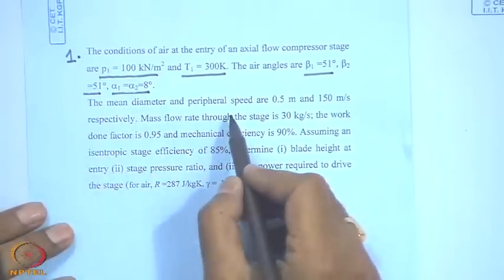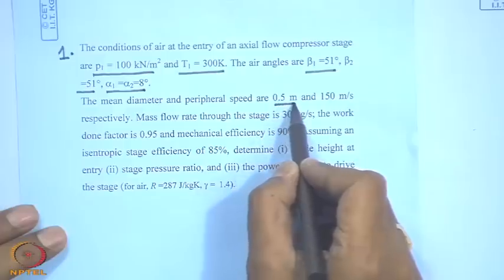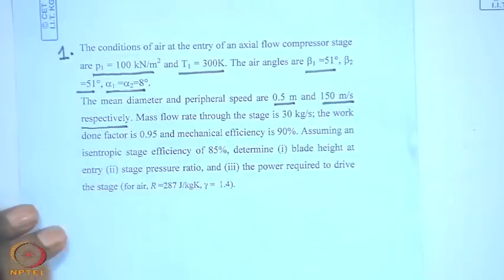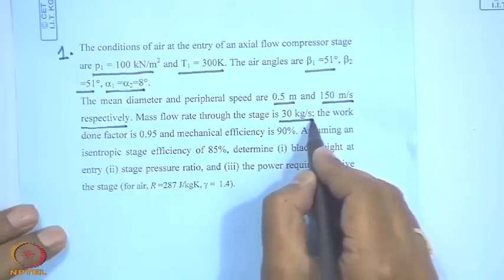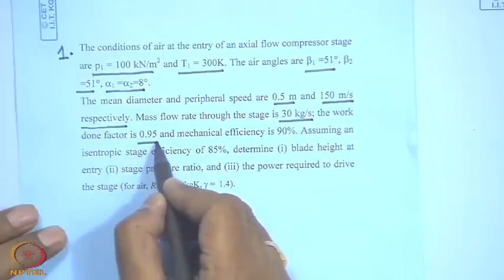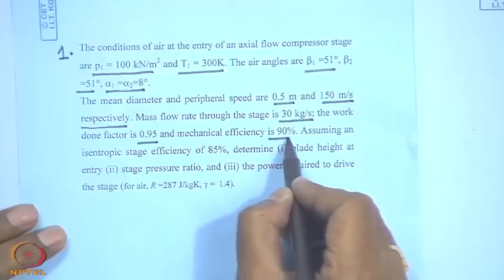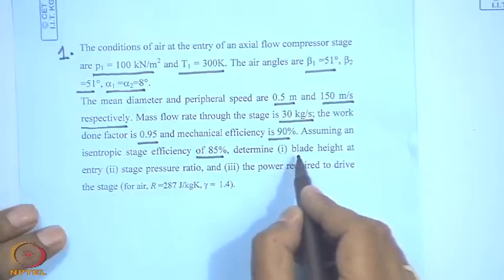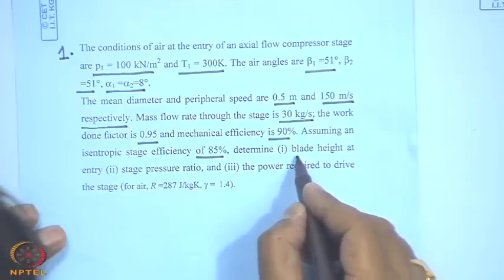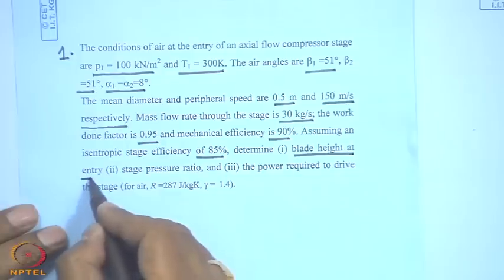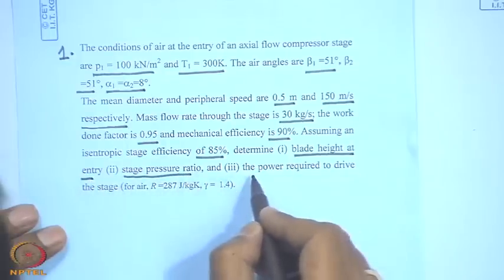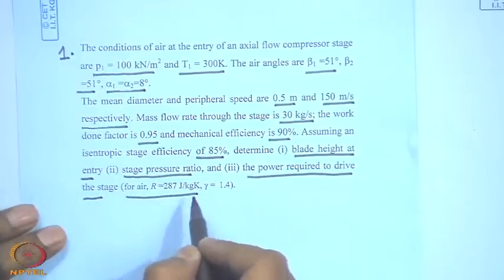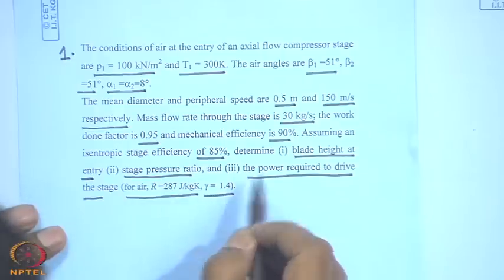The mean diameter and peripheral speed are given: 0.5 meter is the mean diameter and this is the peripheral speed respectively. That means the peripheral speed at the mean diameter. The mass flow rate through the stage is 30 kg per second. The work done factor is 0.95. All these things are known to us. Mechanical efficiency is 90%. Assuming an isentropic stage efficiency of 85%, what are to be found out? We have to find out blade height at entry, stage pressure ratio, and the power required to drive the stage. This is given for air: the characteristic gas constant 287 joule per kg K and the ratio of specific heat 1.4.